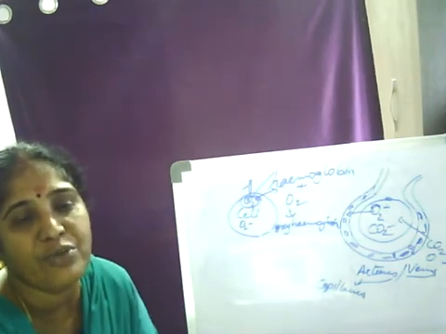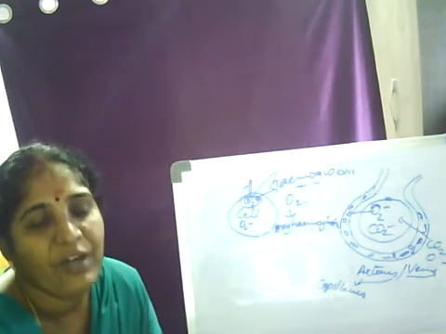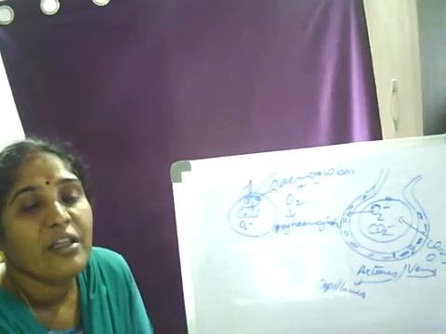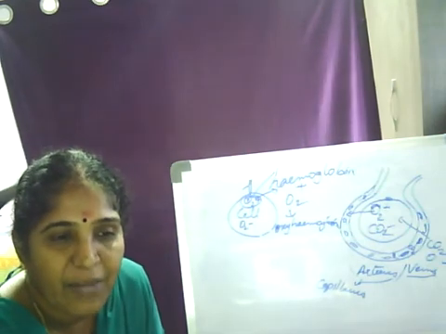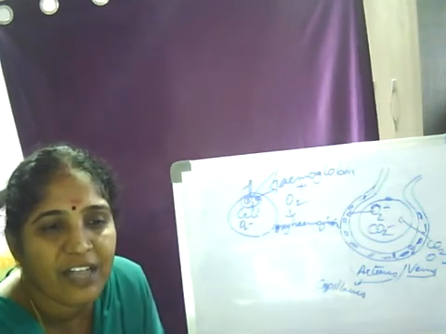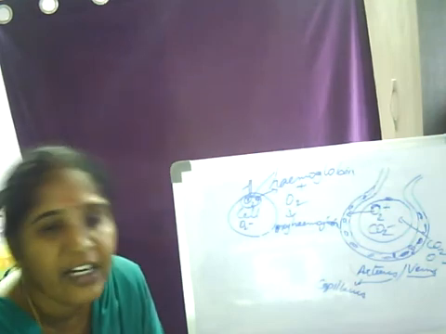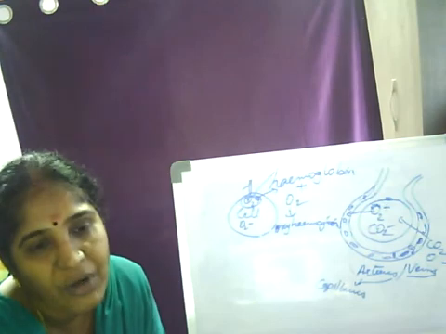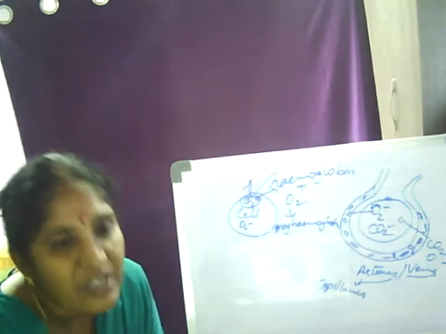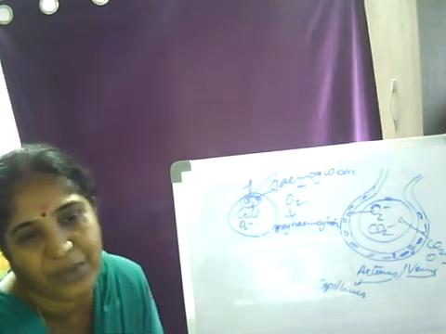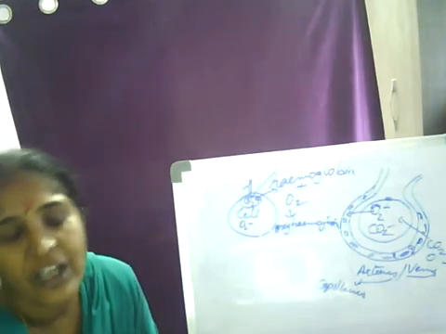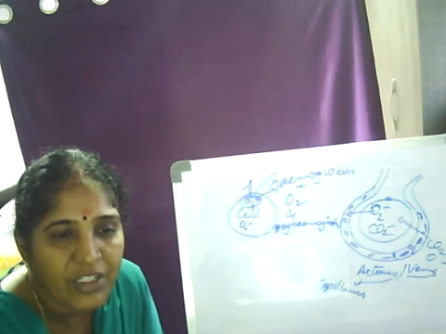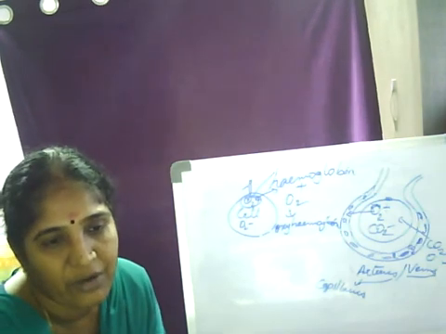Because many of the students make this a mistake. Whenever we ask, how is the process of respiration taking place in plants, they just blindly give this answer: they take in carbon dioxide and give out oxygen. That taking in carbon dioxide and giving out oxygen is the process of photosynthesis, not respiration. Respiration is the same for all living organisms. We take in oxygen and give off carbon dioxide.